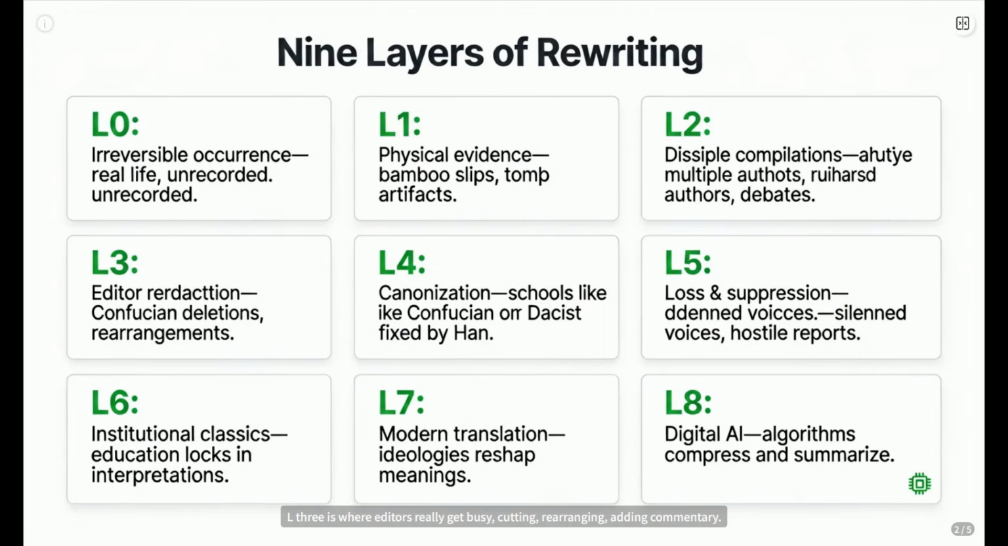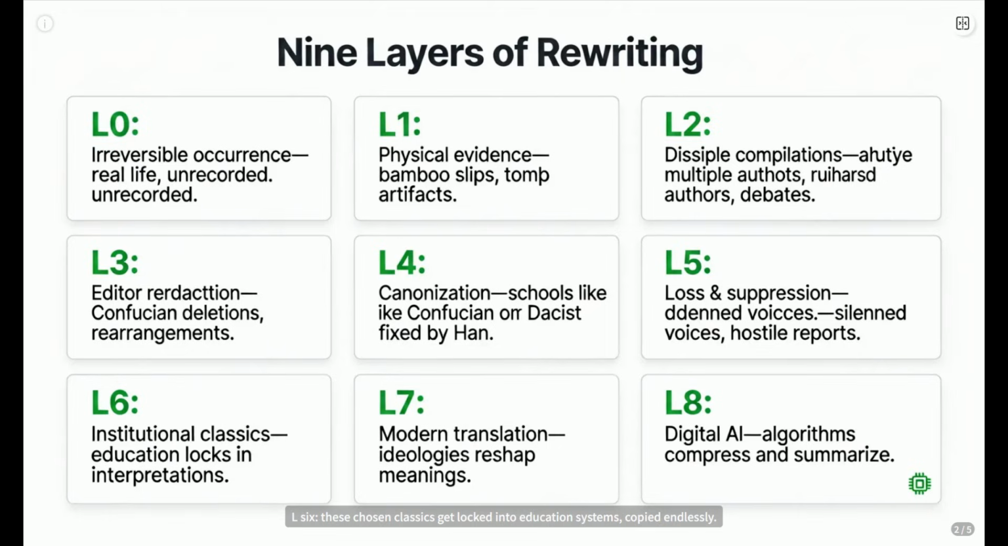L3 is where editors really get busy: cutting, rearranging, adding commentary. L4, Han scholars and emperors sort everything into neat categories, Confucian, Taoist, legalist, locking them in place. But then comes L5, loss. Texts vanish, voices are suppressed, sometimes only through hostile reports.